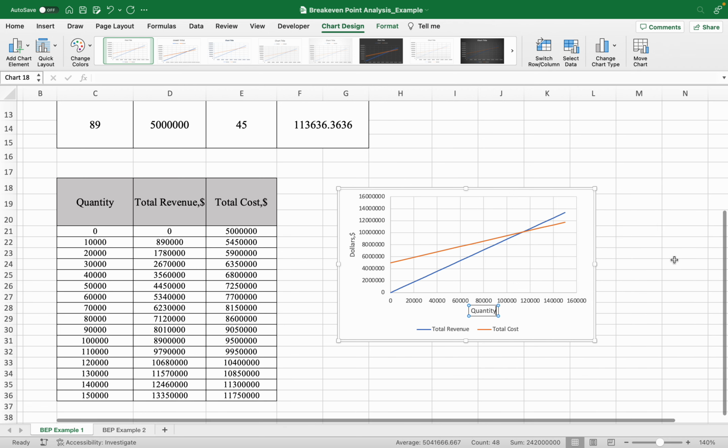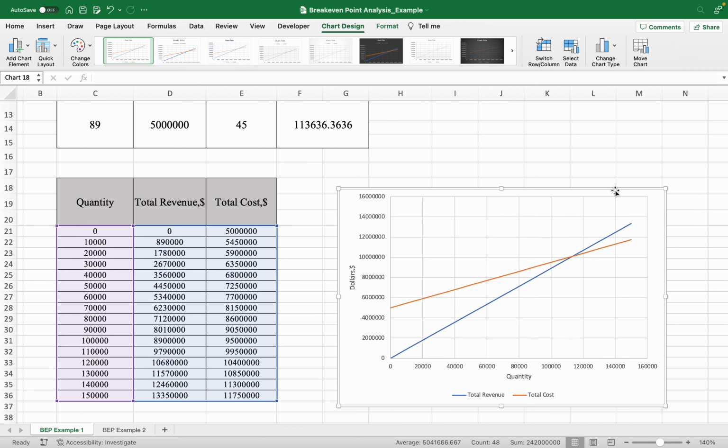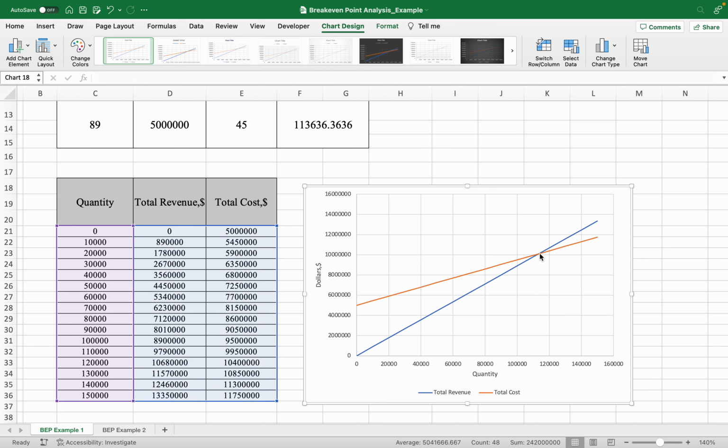Okay, so from this graph here, we get to see that at this point where the lines intersect, that's the break-even point. Now, in this section here, the company is at a loss. It reaches its break-even point where the revenue equals cost, and afterwards, the company goes into a profit.